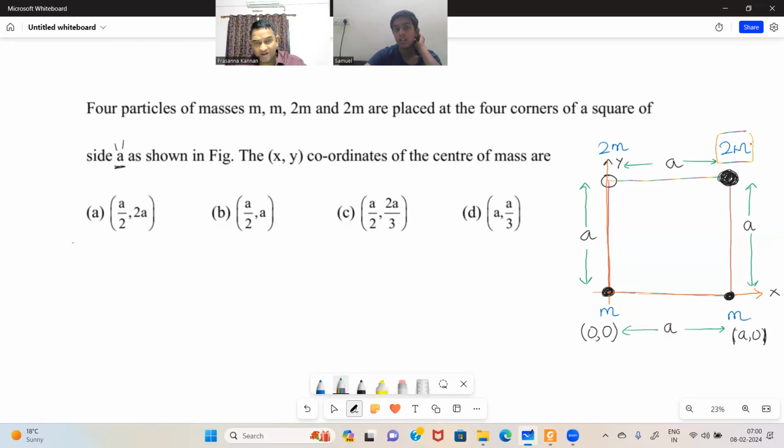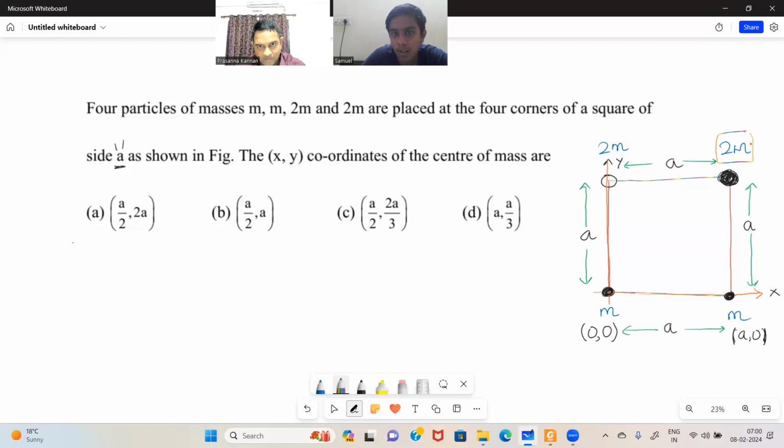2m, comma 0? Huh? What? Samuel, why are you mixing up distance and mass? How is it 2m, comma 0? Where did 2m come from? 2m is the mass. I'm asking you the position. I'm asking you the distance, the coordinates, x and y, not mass.